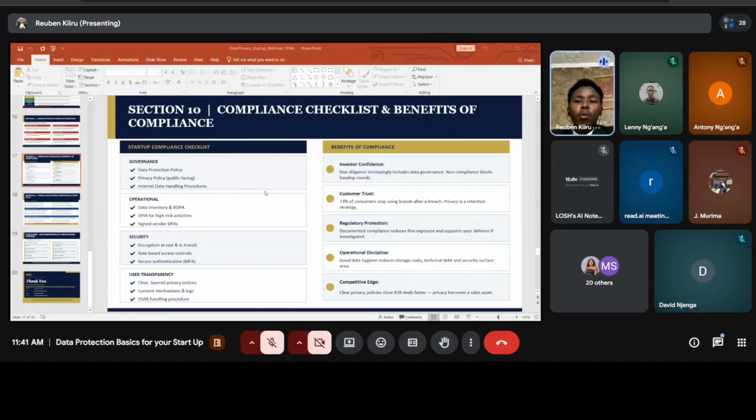These are the security measures: encryption at rest and in transit, and the RBAC system that we talked about. Ensure that you also have proper authentication measures, and ensure that you have user transparency, that the users know the data that you're collecting, why you're collecting this data, how it shall be processed, and they are also aware of their rights. Now, of course, there are various benefits of being compliant. Your investor will like it, your customers will trust you, you will not be fined by the regulator. Then you will also have operational discipline and a competitive edge. For your business to look and become more professional, you need to have some of these things set up. You do not look like a startup that is just a regular everyday shop.